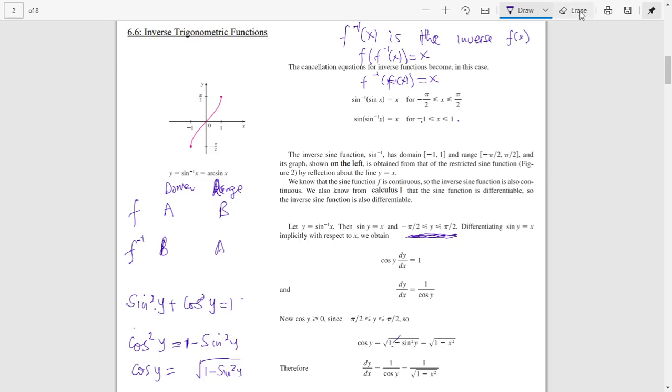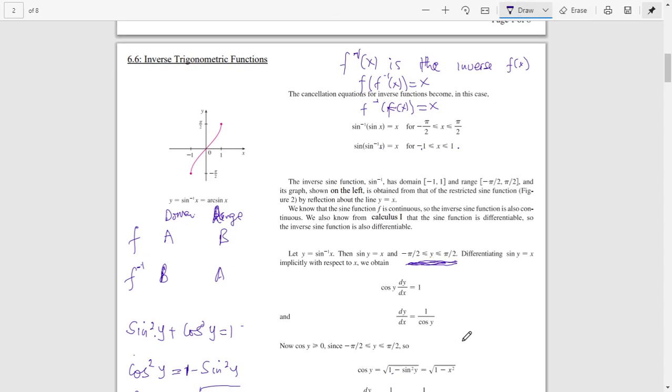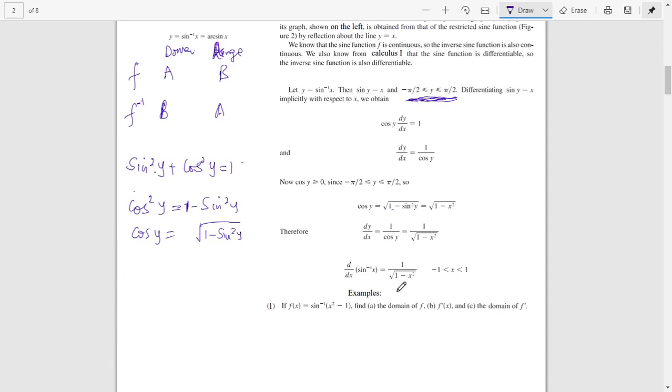So continuing from this point, cosine of y is equal to the square root of 1 minus sine squared of y. However, sine of y is equal to x, so sine squared of y is going to be x squared. That is why we have this over here. That tells me now that dy/dx is equal to 1 over cosine of y, and 1 over cosine of y is 1 over the square root of 1 minus x squared. But what was my y? My y was sine inverse of x.